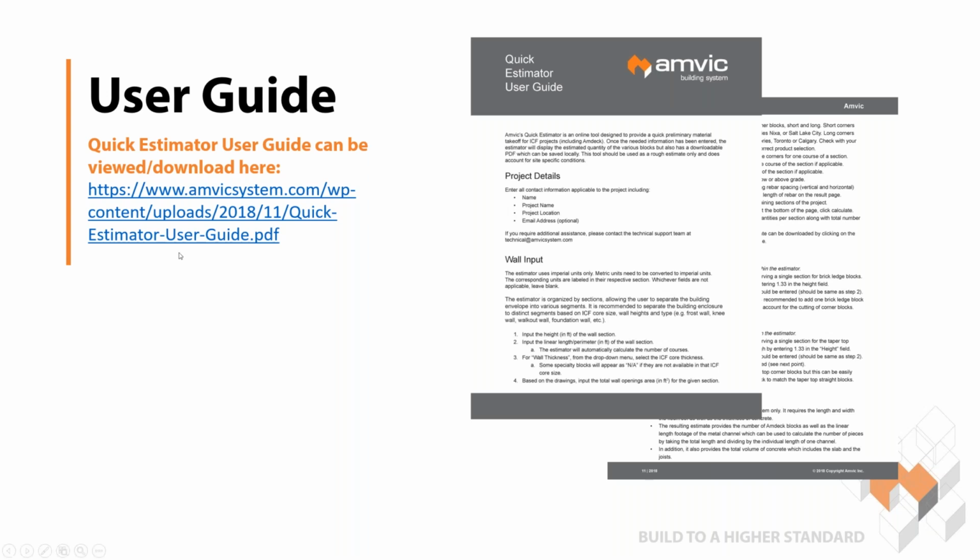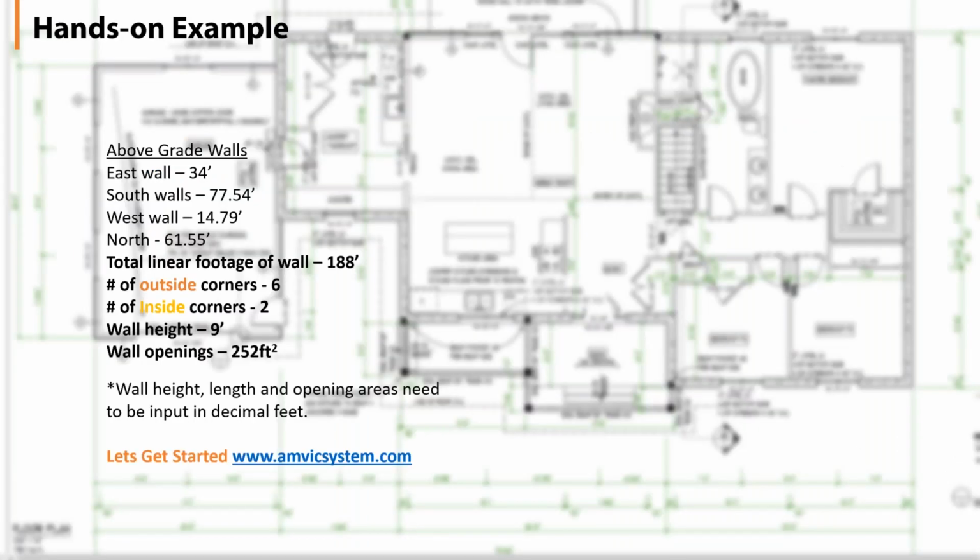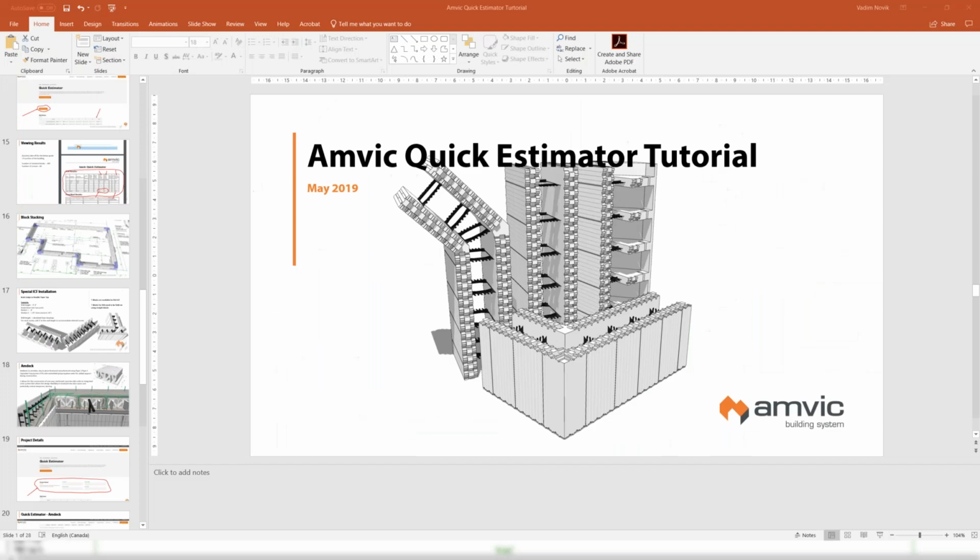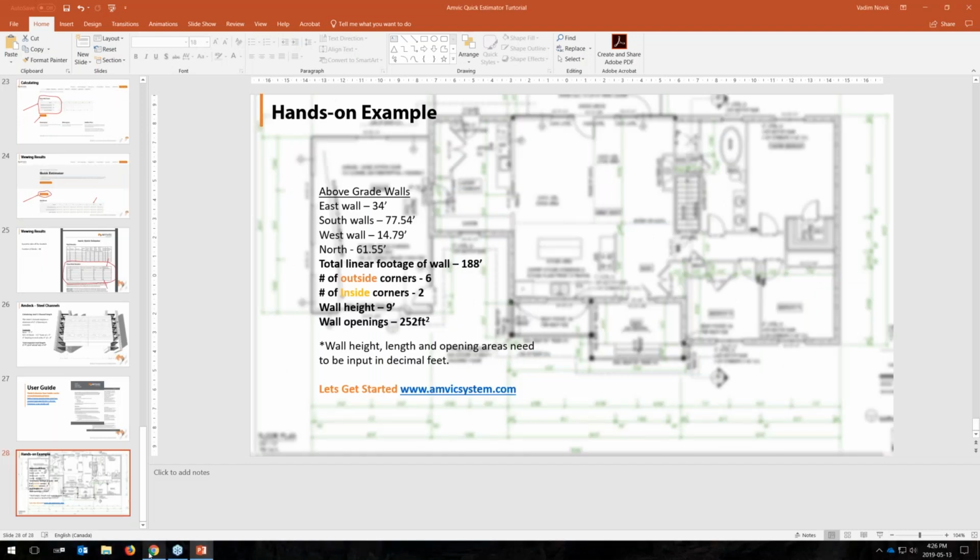And as I had mentioned earlier, as soon as you go into amvicsystem.com and open up the Quick Estimator, you will find that there is a Quick Estimator guide, and it basically goes through everything that we've just talked about today. So having said that, if anyone is able to go to amvicsystem.com and open up the Quick Estimator, we'll do a quick estimate of the second floor. We'll do a hands-on example.